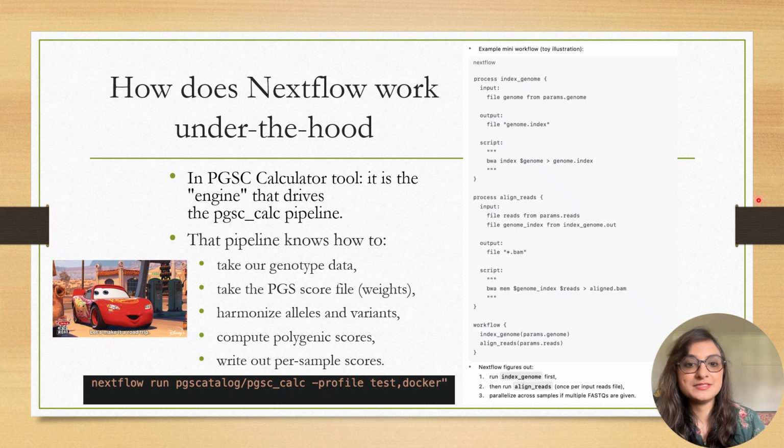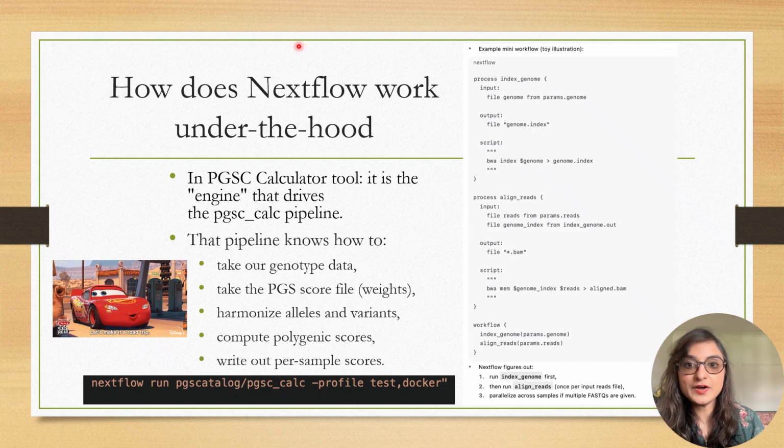And it knows how to take the genotype data, how to take a polygenic score file with our weights, how to harmonize the alleles and variants, how to compute polygenic scores, and how to write out per sample scores. So for each of the individuals in our genotype data, each of those samples, what are their scores for that trait? And all we are doing is providing the inputs.